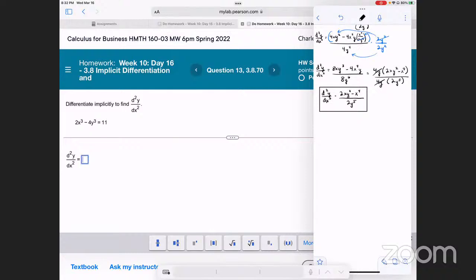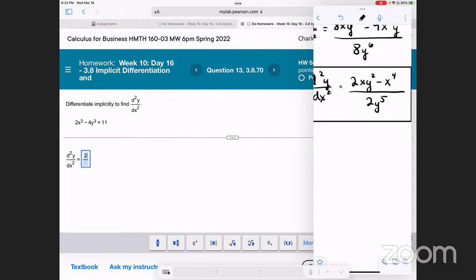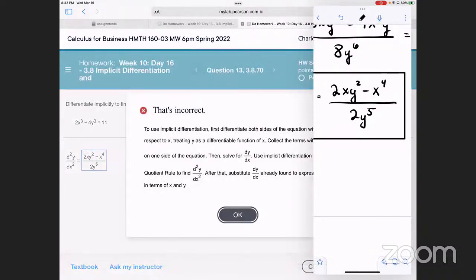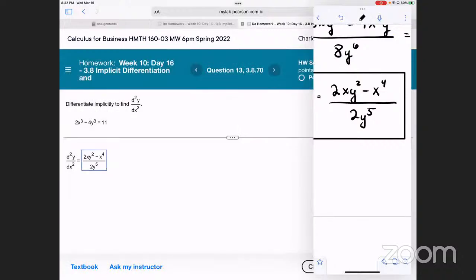Okay, here we go. All right, so on top we got 2xy squared minus x to the power 4, and then on bottom we got 2y to the power 5. Cross my fingers. Ah, okay. 2xy squared minus x to the 4. All right, let's see if we can find our error.